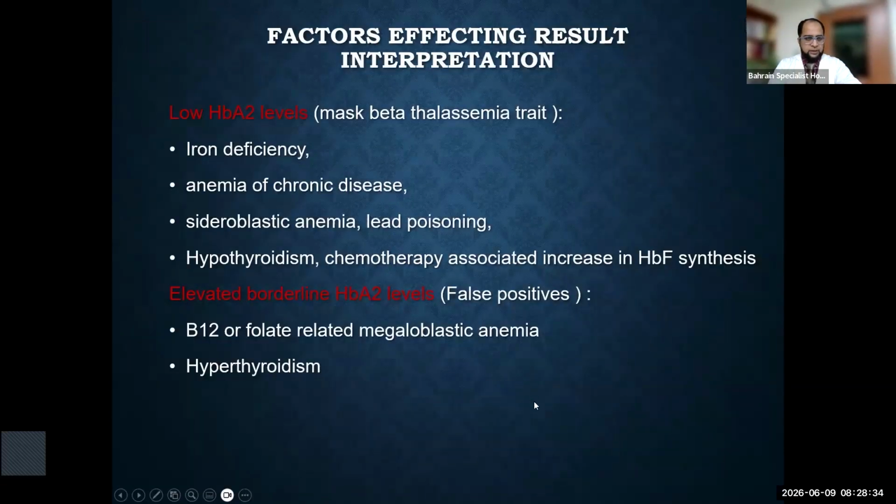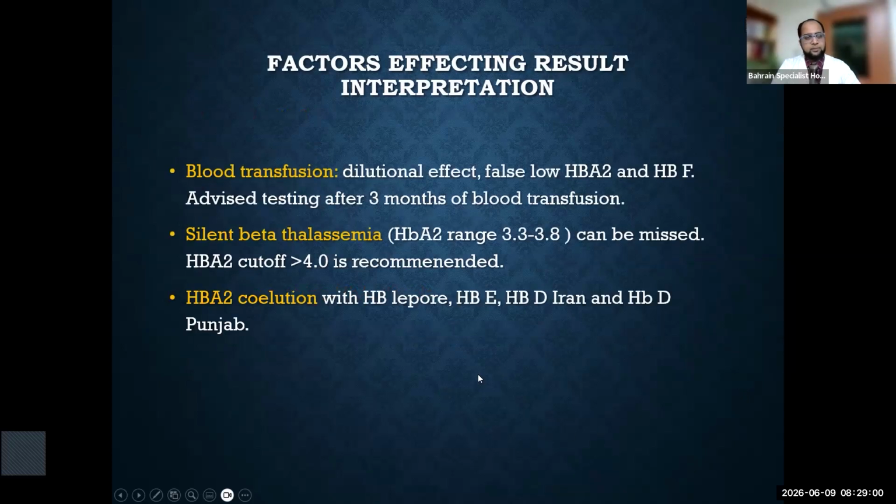In addition, we should be aware of a few factors that are responsible for low HbA2 and that can mask beta thalassemia traits. For example, iron deficiency, anemia of chronic disease, sideroblastic anemia and hypothyroidism. These all will have an effect on HbA2 values. And HbA2 value can be elevated in conditions with raised B12 or folate deficiency and hyperthyroidism. And for blood transfusion, if given within 3 months, the patient has to be advised to do the test after 3 months of blood transfusion.